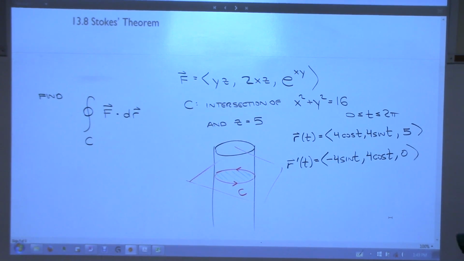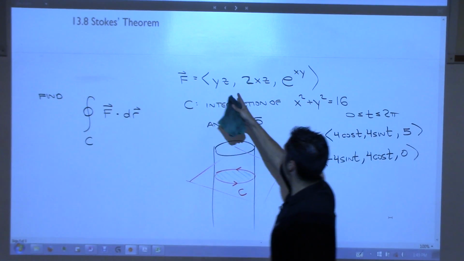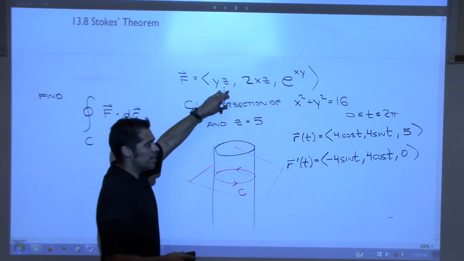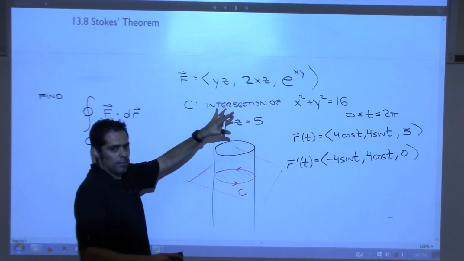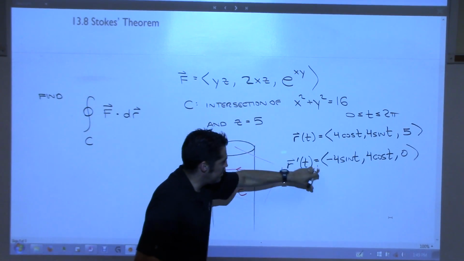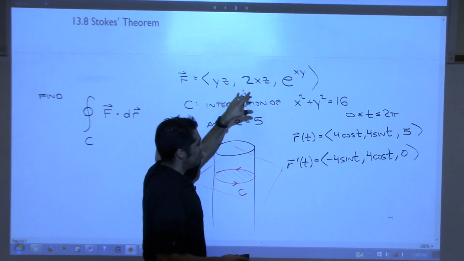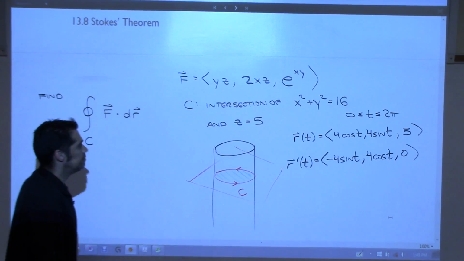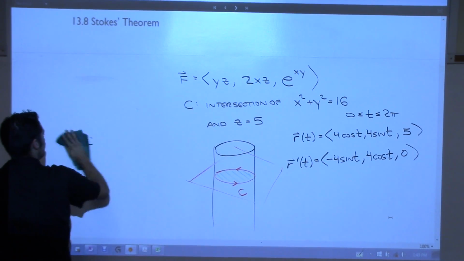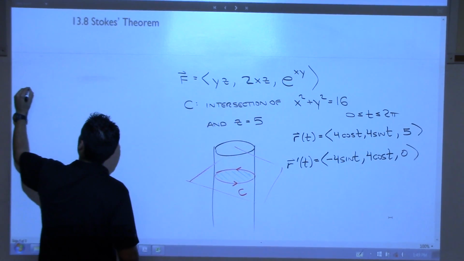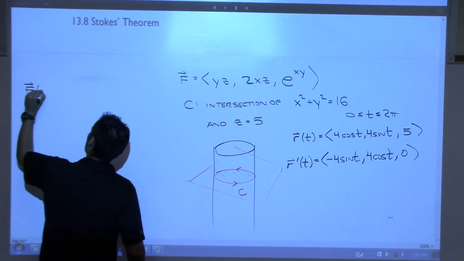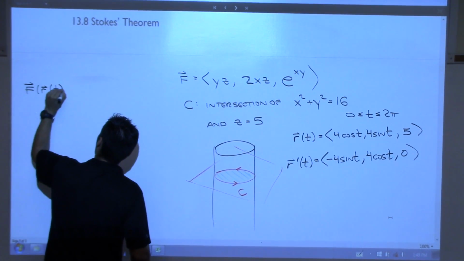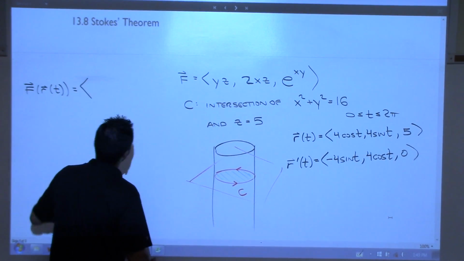What's next? Take the vector field and plug the curve into the vector field, then dot that with the derivative. So let's go ahead and find what F of r of t is. We'll write that down, and then we'll dot them in a second. I'm just gathering all the information together right now, okay?